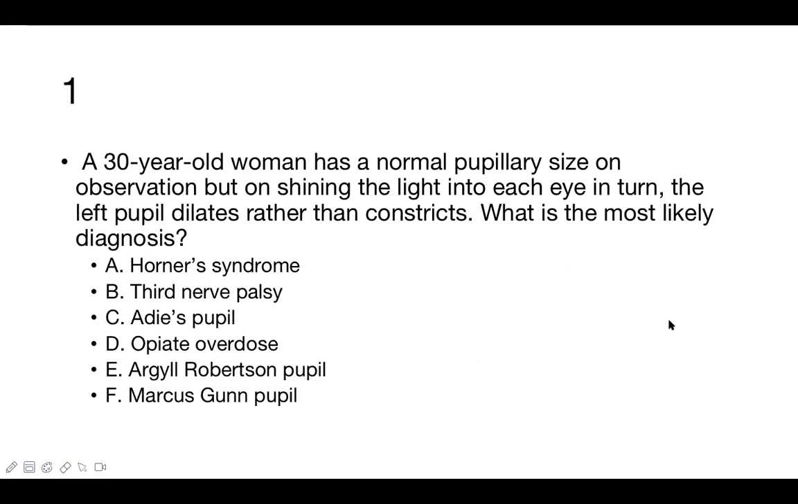Yes, anyone? Yes, Hemant. I will go with Marcus Gunn pupil. Okay, can you explain? Sir, in Marcus Gunn pupil, each pupil responds differently when light is shown into them. Good. Okay, then any other student?